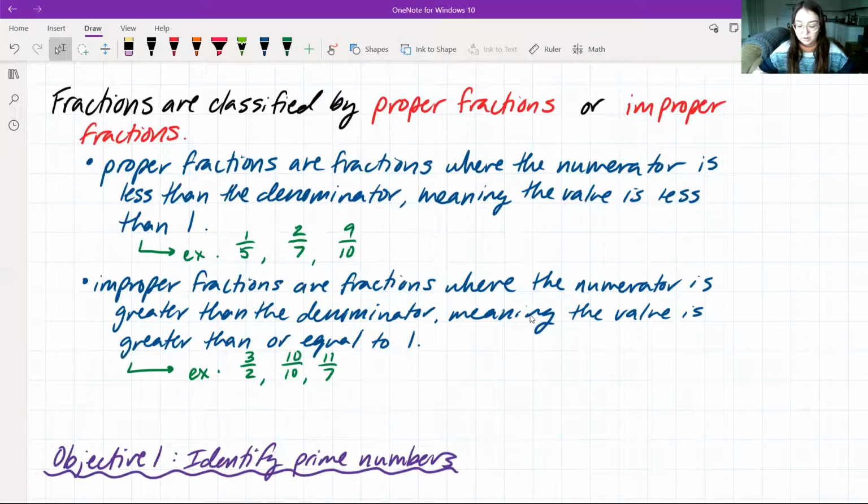An improper fraction is a fraction where the numerator is greater than the denominator, meaning that the value is going to be greater than or equal to 1. So an improper fraction includes fractions that are equal to 1. If our fraction is equal to 1, that just means that our numerator and our denominator are the same value, because if we have 10 divided by 10, for example, that's going to equal 1, and that would be considered an improper fraction. Other examples would be 3/2, 11/7, 5/4, anything along those lines. As long as the numerator is greater than the denominator, that is an improper fraction, or if they're equal.